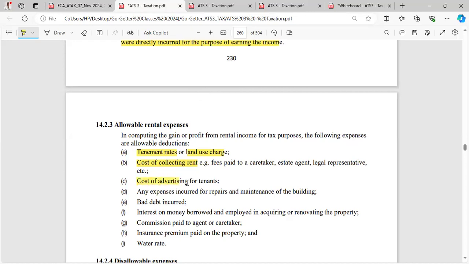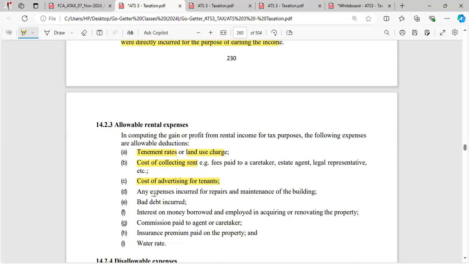What about cost of advertising for tenants? You put up your adverts on the media, the mass media, the TV, the radio, even in the newspaper or social media, you run an advert and you are advertising for your house, you are expending rental expenses. So these are expenses that you should incur normally for earning this income.